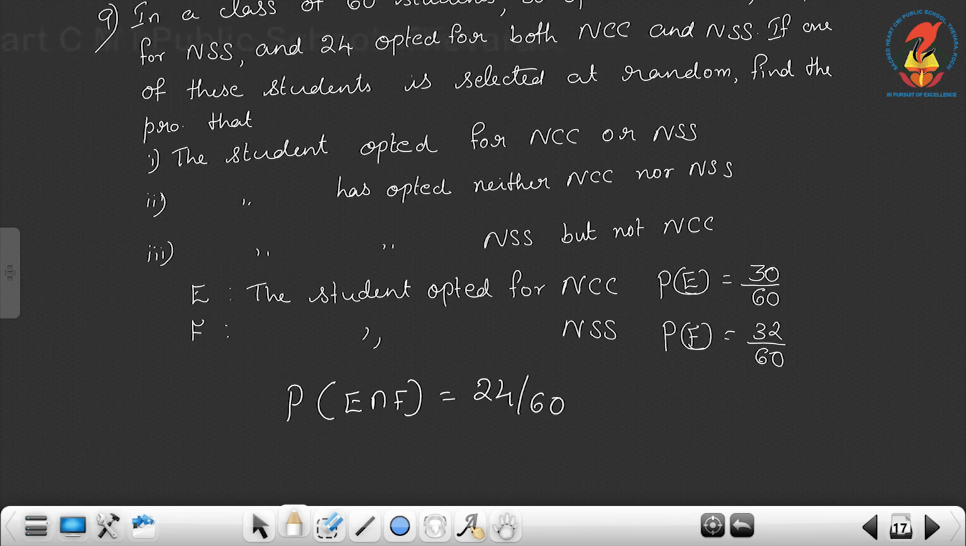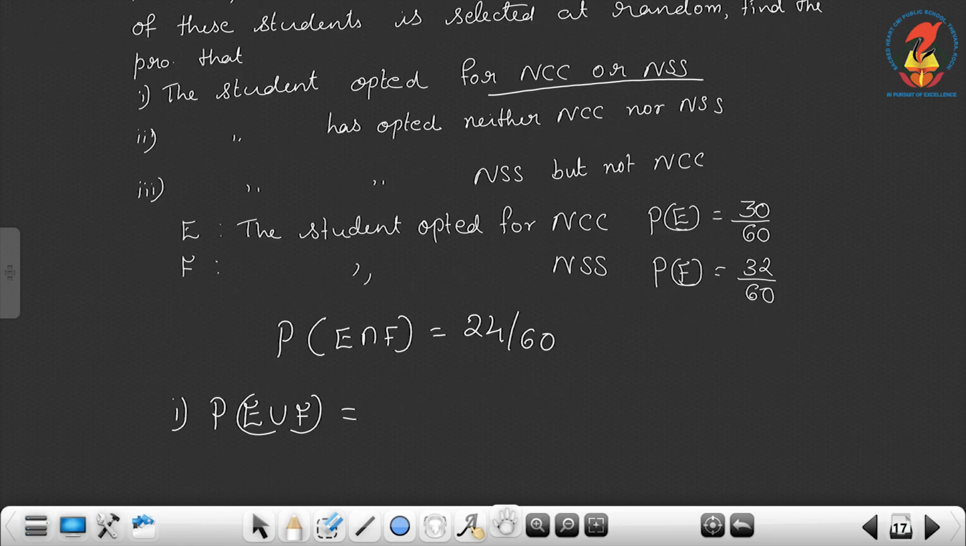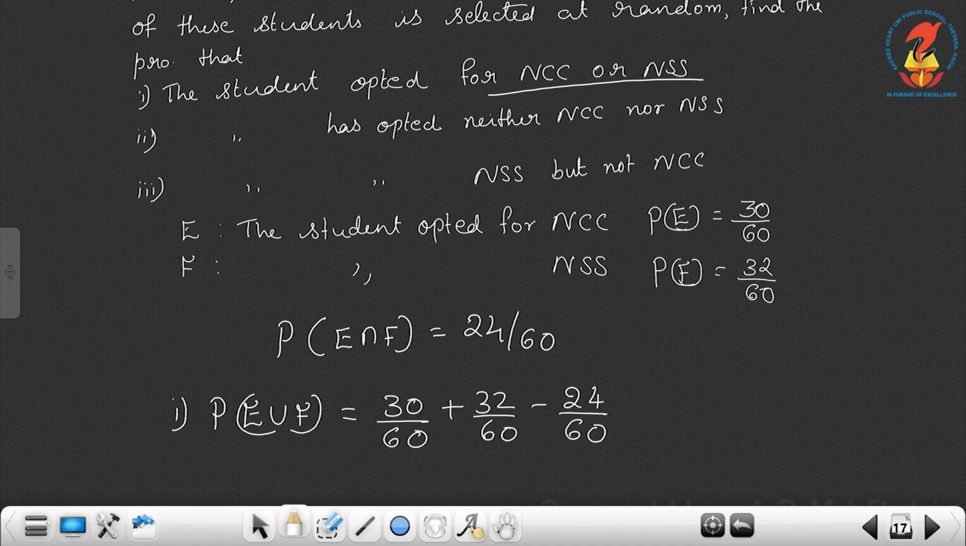Now, what is the first question? We have to find NCC or NSS, which means the notation E union F. P of E union F is equal to P of E plus P of F minus P of E intersection F. 30 by 60 plus 32 by 60 minus 24 by 60. So, 32 minus 24 is 8. So, 38 by 60, or it is 19 by 30.